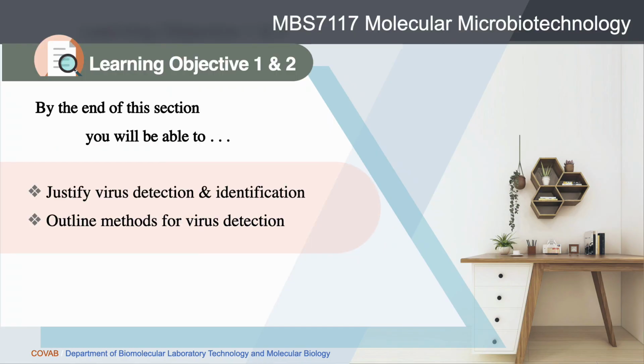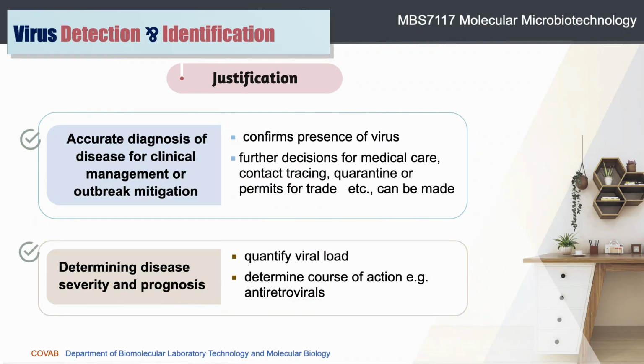Learning objectives 1 and 2. By the end of this section, you will be able to, number 1, justify virus detection and identification. Number 2, outline methods for virus detection. So let's look at the justification for virus detection and isolation.